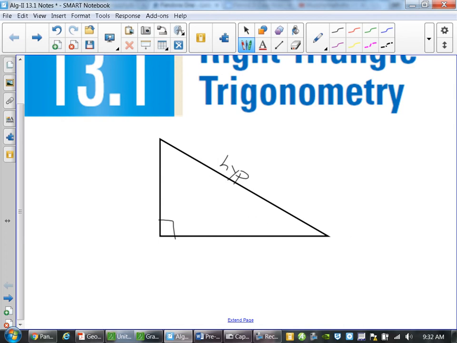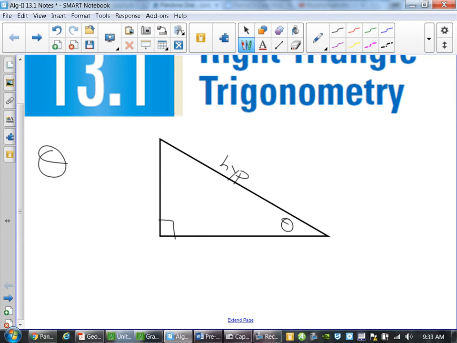Now, what we do is once we place an angle, it's a theta. In algebra 2, we are going to use theta as opposed to an angle with a degree symbol. For today and the next couple of days, everything's going to be in degrees, so we don't have to worry about it. But theta is going to be our angle measure.